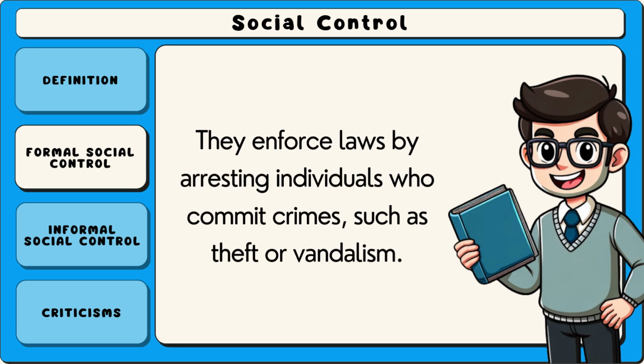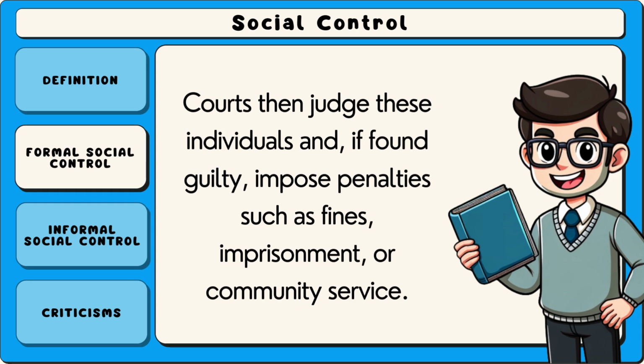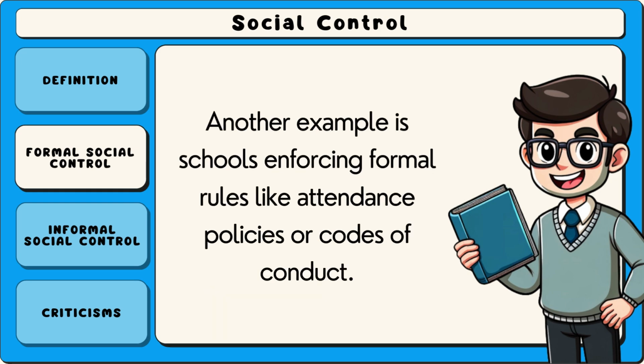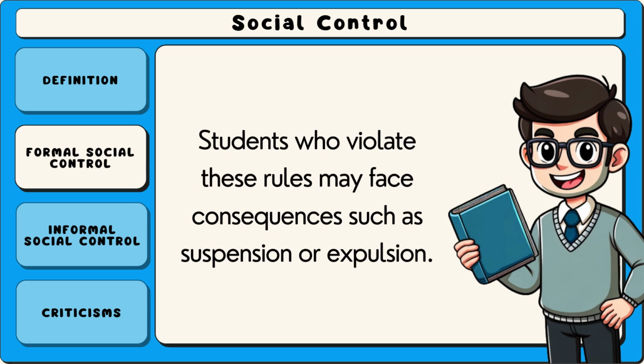They enforce laws by arresting individuals who commit crimes, such as theft or vandalism. Courts then judge these individuals and, if found guilty, impose penalties such as fines, imprisonment, or community service. Another example is schools enforcing formal rules like attendance policies or codes of conduct. Students who violate these rules may face consequences such as suspension or expulsion.